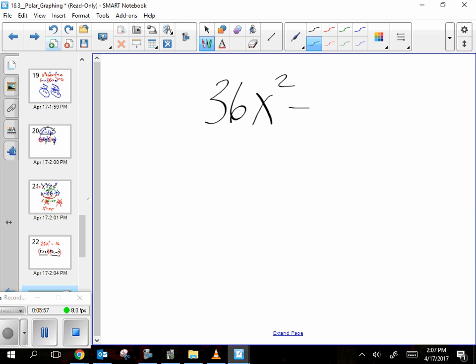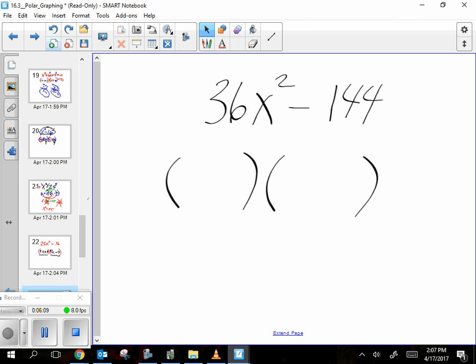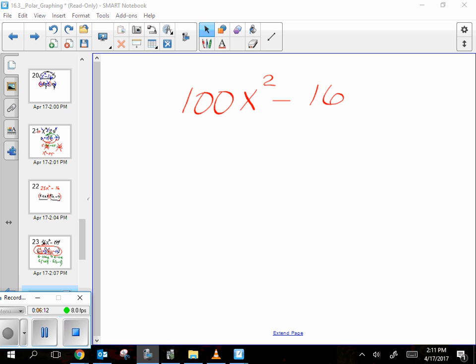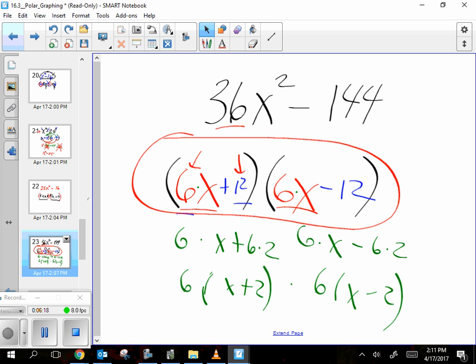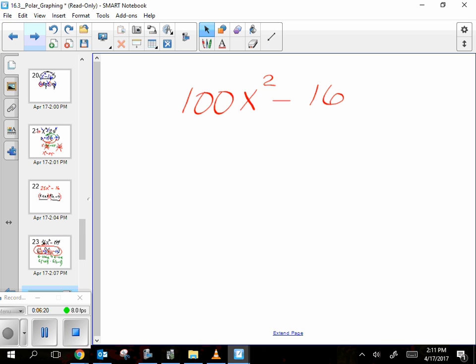36x squared minus 144. That's a tricky one, just because 144 is what times what? There you go. So then you're going to get this one. It's easy. Factor it. I'll pause for a second while you give it a try. All right, I'm going to give you one more example that's like that, and I forgot to give the answer on the last one, so I'll put it up on the screen here. That's how that last one turned out. But now, give this one a try.